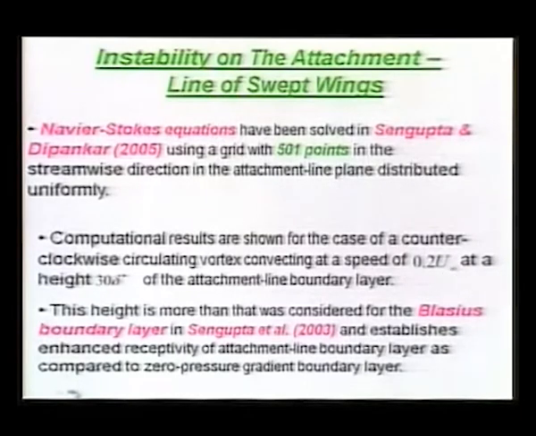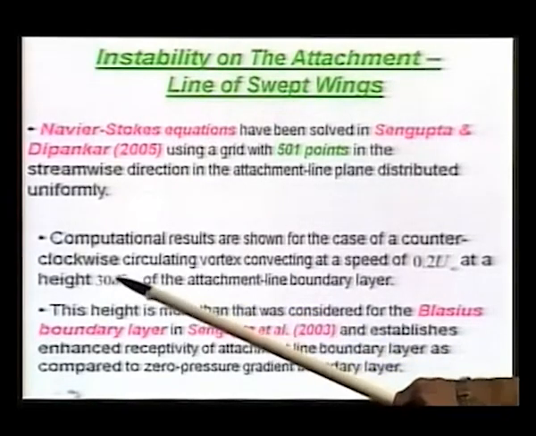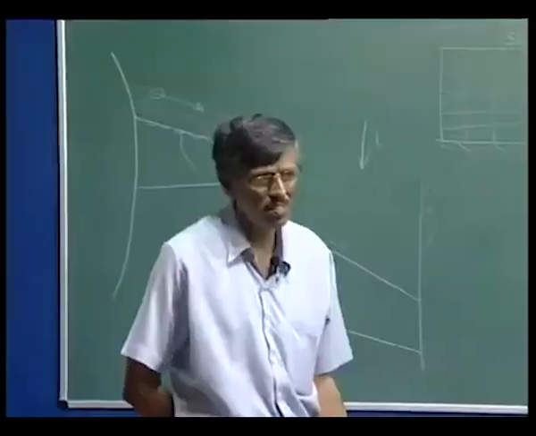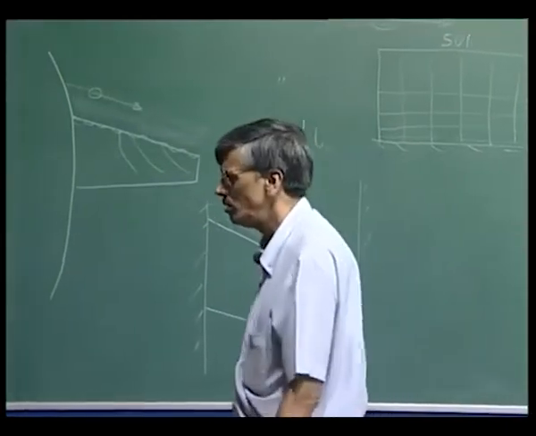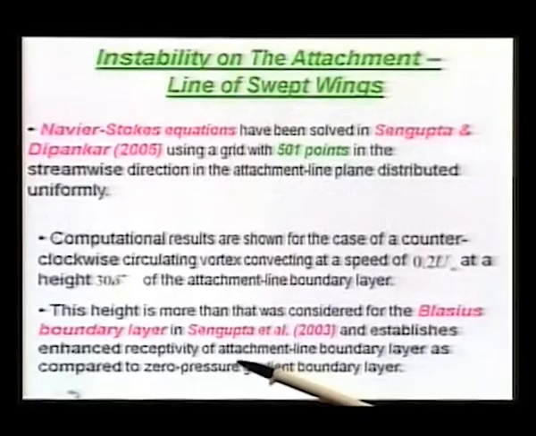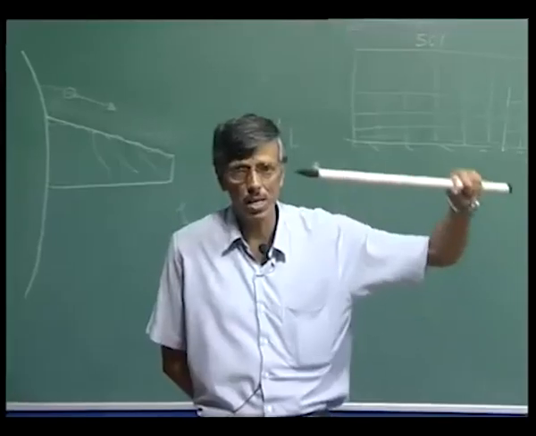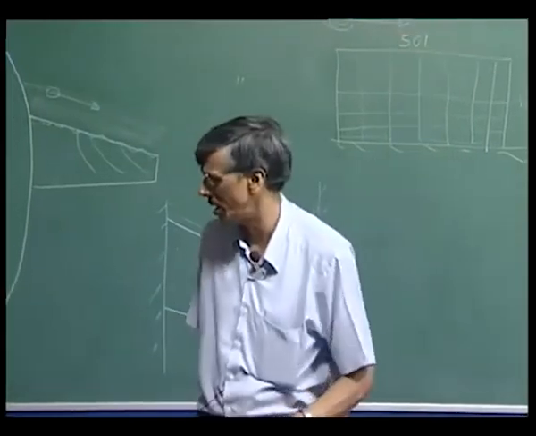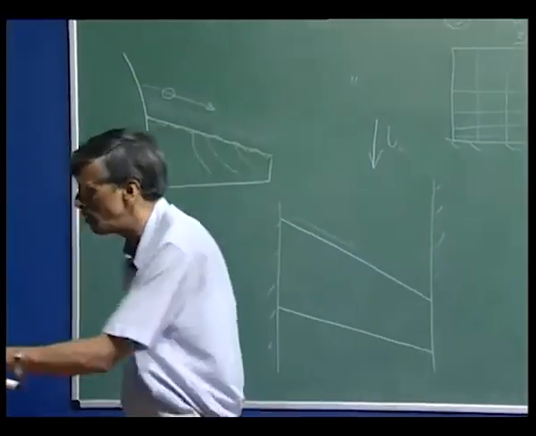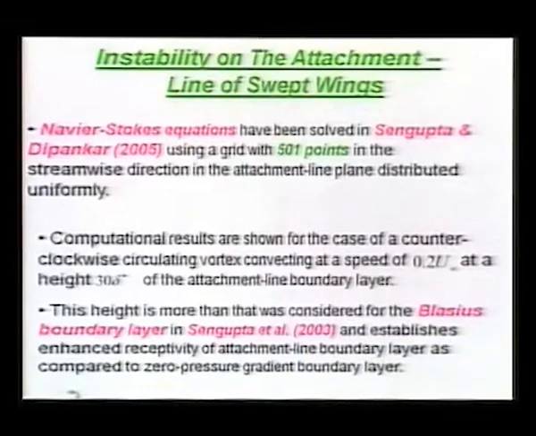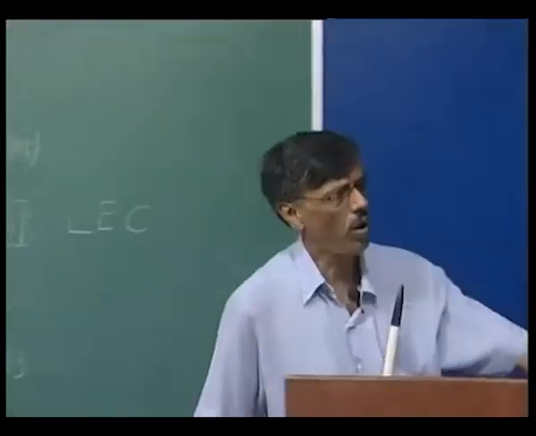Okay. And some results we will see shortly will be for the case of a counterclockwise circulating vortex convecting at a speed of 0.20 and at a height of 30 delta star. So, basically we purposely took it a little more than what we had done in the previous experimental case to show that even this attachment line profile has a little higher receptivity, because we are keeping the vortex a little farther away. Okay. So, as compared to zero pressure gradient boundary layer, we have purposely taken this height to be a little more.